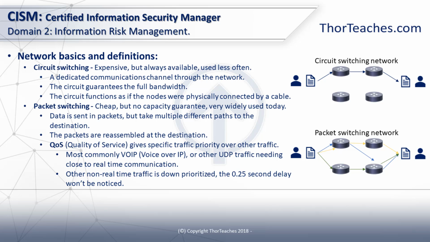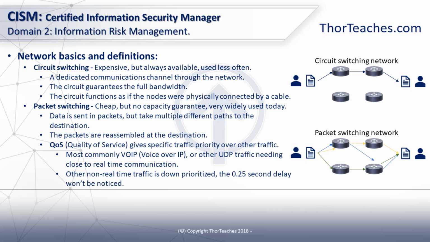So back to packet switching. It's cheap, but you don't have a guarantee for the bandwidth, and when data is sent, one packet can take one path, the next a second path, and the third packet a third path, and they're then all reassembled at the destination. If you look at the images over here on the right, you can see in the circuit switching network, every single packet is sent the same path from site A to site B, whereas in the packet switching network, multiple different paths are used, and the packets are reassembled at their destination.